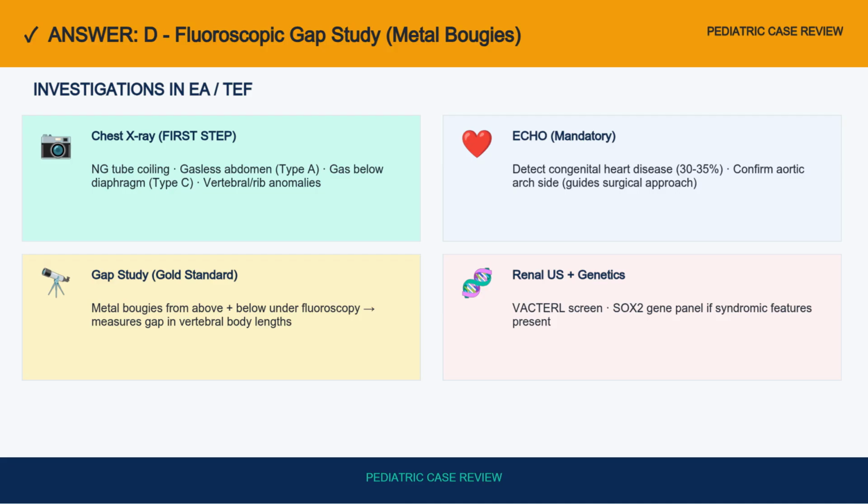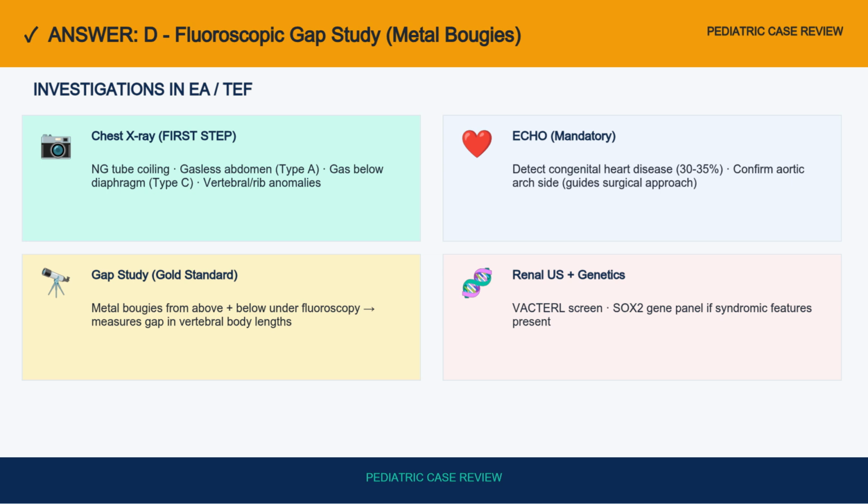The correct answer is option D, the fluoroscopic gap study using metal bougies. In this technique, metal bougies are introduced from both the upper and lower ends of the esophagus under fluoroscopy, and the gap is measured in vertebral body lengths. This determines whether primary repair is possible or whether stage procedures will be needed.